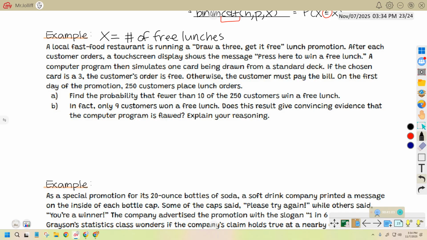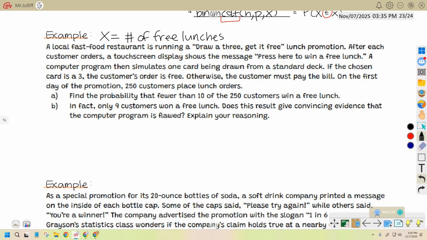Number of trials. 250 customers are going to go up to this computer. Very good. Probability of success. And there's where we have to do a little bit of thinking. So we're using a simulated standard deck of cards. How many cards are in a standard playing card deck? 52. Of those 52 cards, how many are 3? 4. So we do have a fixed probability of 4 out of 52.